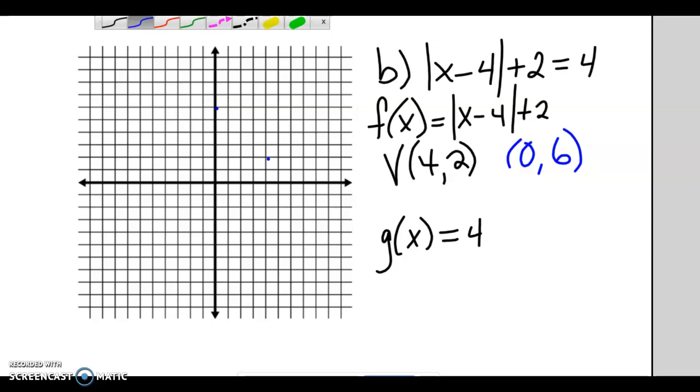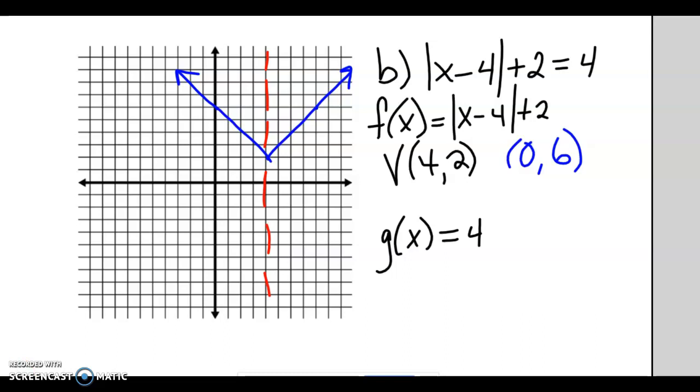And remember, I've got this imaginary horizontal line that goes through my vertex. And I can just flip that point that I just found, 0, 6, over that axis of symmetry. And I've got a point there. And now I'm able to graph that absolute value.